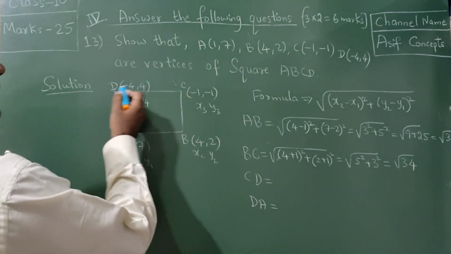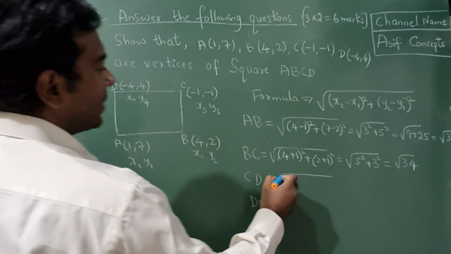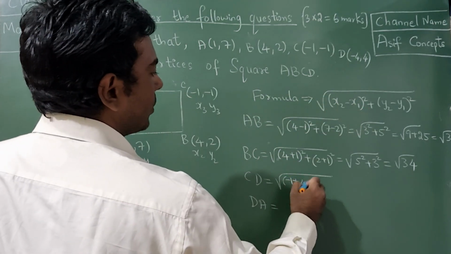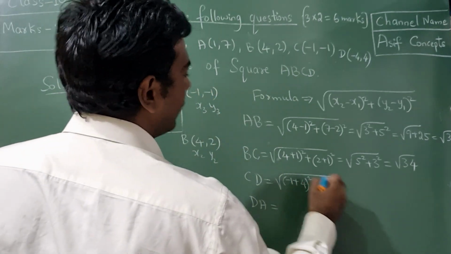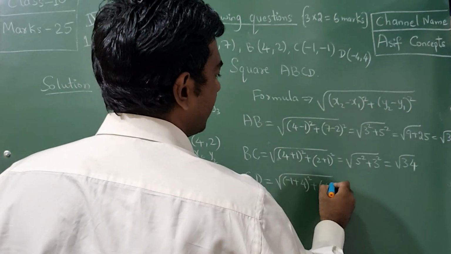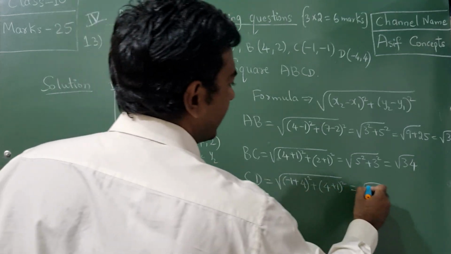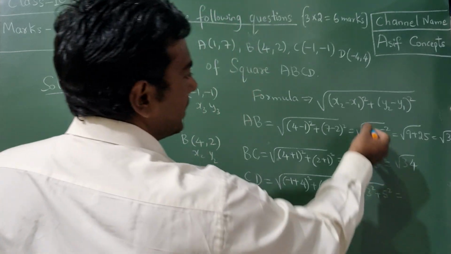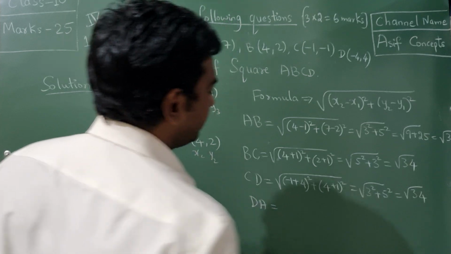Now next comes CD. Minus 1, this minus and this minus will become plus, so it is plus 4 square. And next is 4 plus 1, this minus and this minus will become plus, so it is 4 plus 1 square. 4 minus 1 is 3 square, 4 plus 1 is 5 square. This and this are the same, so I can write root 34.